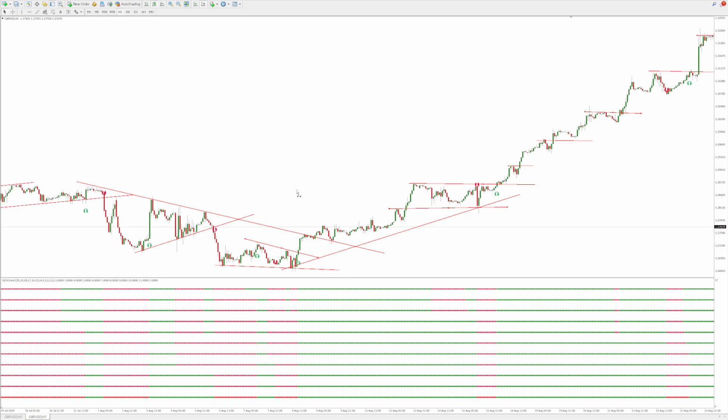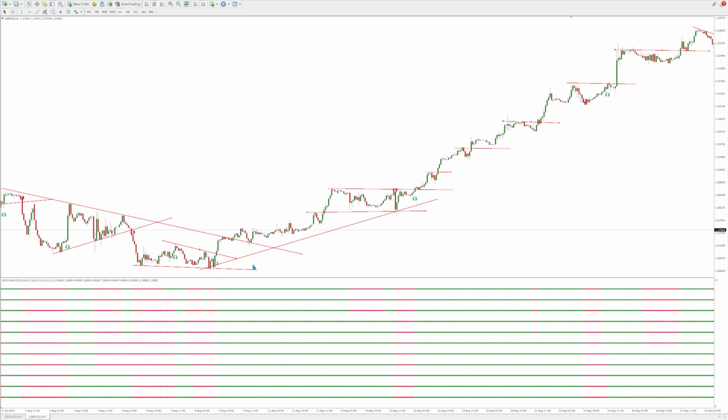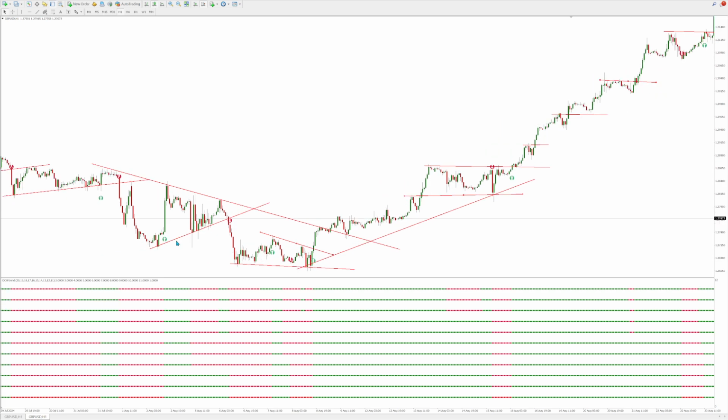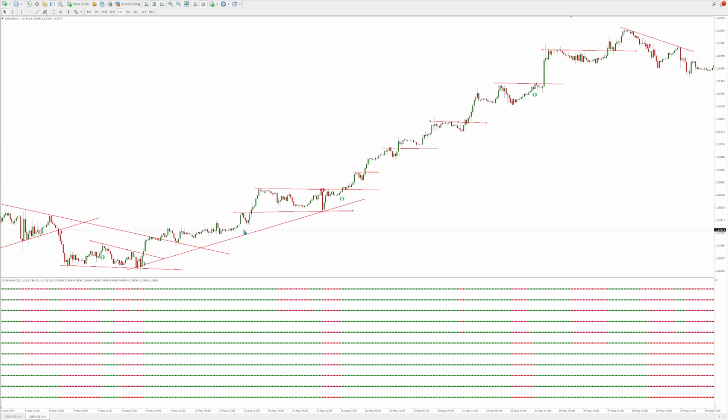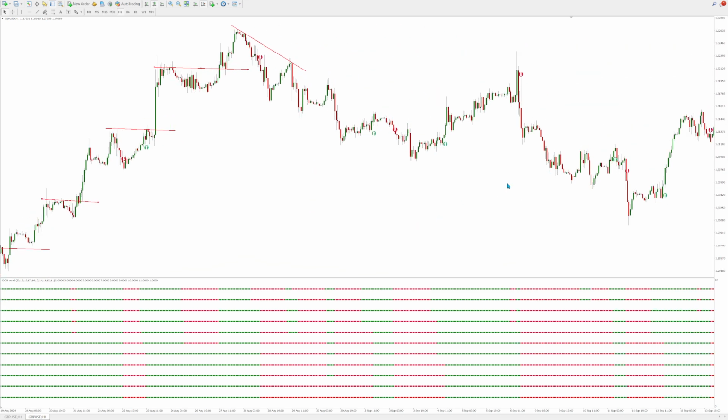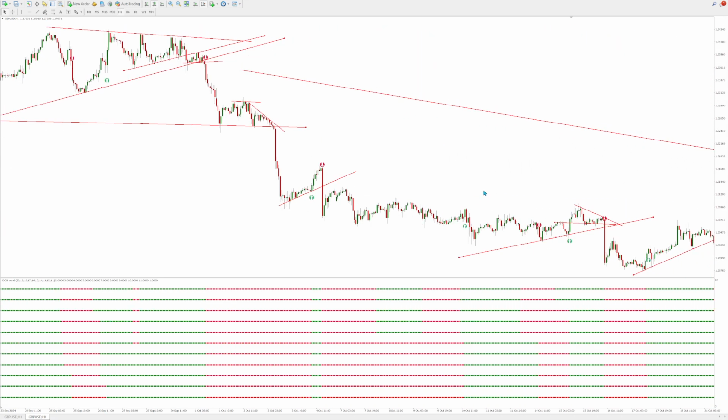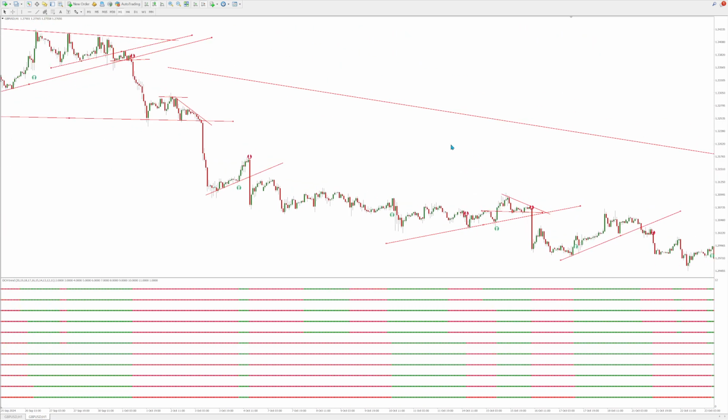So as you can see, you don't have to trade the arrows every time they appear. Definitely don't do that. You can, in my opinion, give yourself an edge by first determining the trade direction and deciding you're only going to trade in that direction. So in this instance, we're only going to buy, whereas in this instance, we're only going to sell. Then we can use the arrows as a guide for potential entry points.